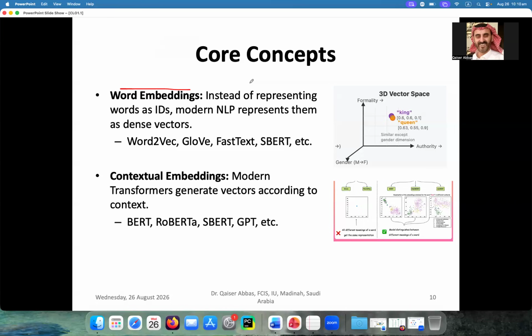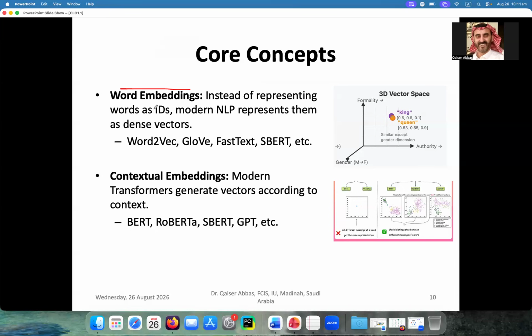So now the state-of-the-art, modern NLP models, the good models, not the old ones, are converting this list of IDs into vectors. You can call them dense vectors because it is a lengthy array of numbers.